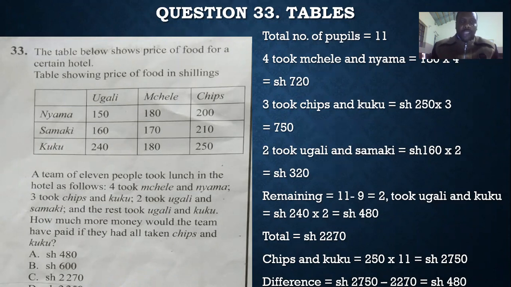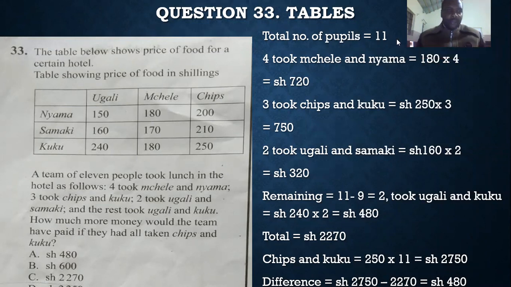4 took mchele and nyama. So you stand where mchele is, where my cursor is. Then we also check where nyama is. Then for mchele we move down, for nyama we move across, and they meet at 180. So those people paid each 180. So 180 times 4, which gives us 720.